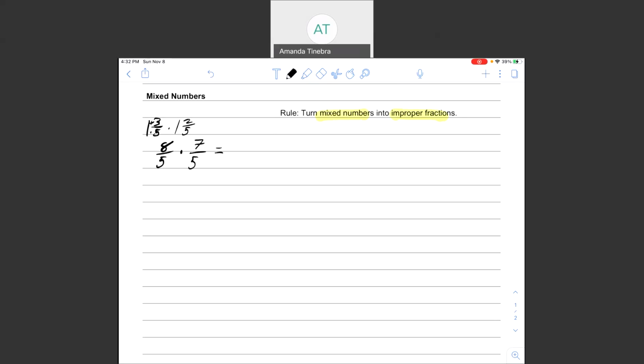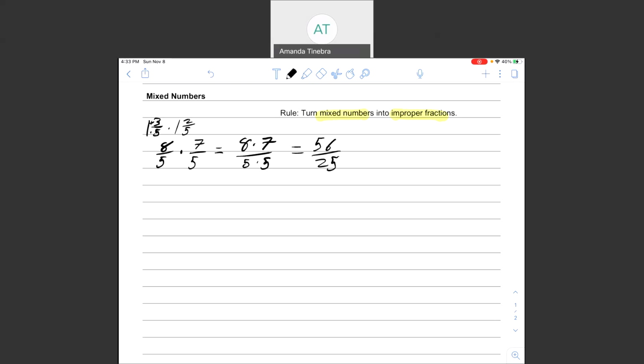Then, just like we've been doing, I do the top times the top and the bottom times the bottom. So 8 times 7 over 5 times 5 gives me 56/25. Now the last step here is that if this is now an improper fraction, I want to turn it back into a mixed number.